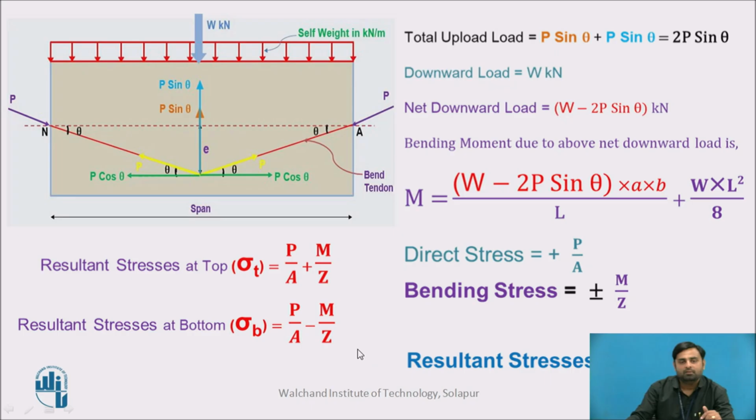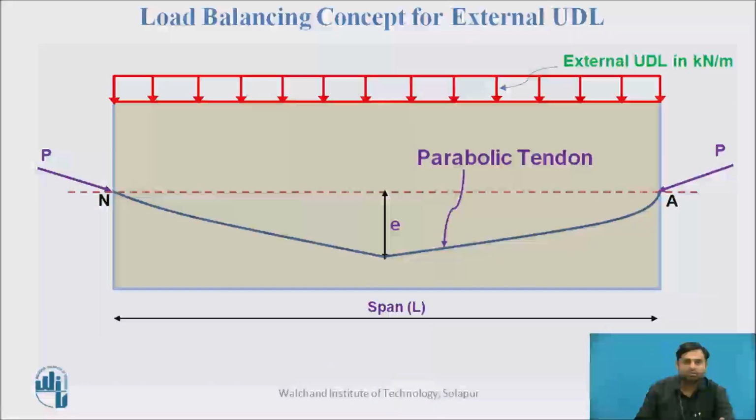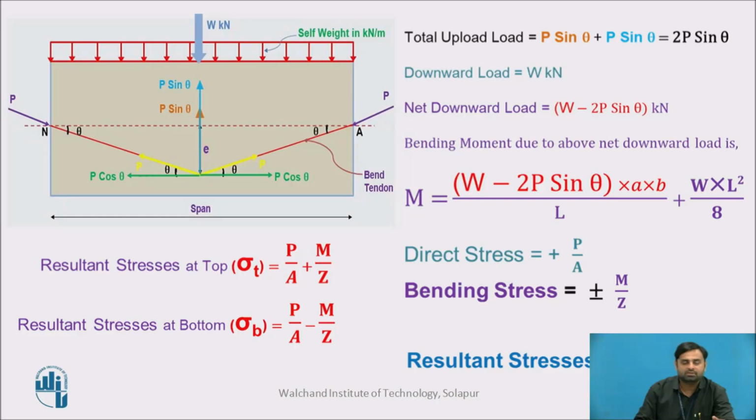So if we calculate the resultant stresses, here you can see the resultant stresses, P by A plus minus M by Z. So resultant stress at top is P by A plus M by Z, and resultant stress at bottom is P by A minus M by Z. Okay, this is what happens when the point load is acting at the center of the pre-stressed concrete beam.